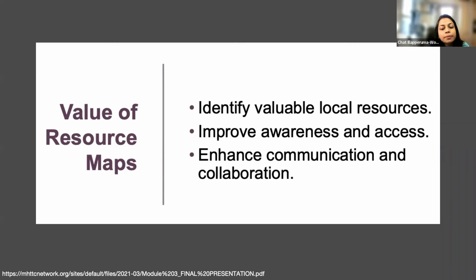So by updating a resource map and finding a system to frequently keep that document up to date, schools are actually doing a service to their families and their students. They're improving awareness. They're teaching families and students how to access these services. And they're able to find different services that fit the different needs and the different populations that the school serves. So this is something to think about.